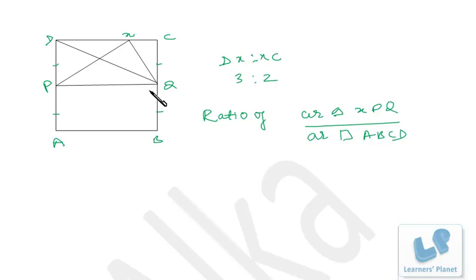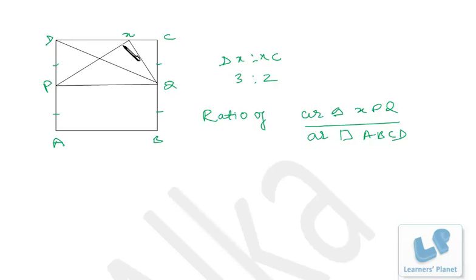See, this PQ joins the midpoints of sides AD and BC. That means the area of PDCQ is half that of ABCD, and this rectangle PQCD is further divided into two equal parts, that is triangles PDQ and QCD, right? That means this triangle and this triangle both have equal area, right?